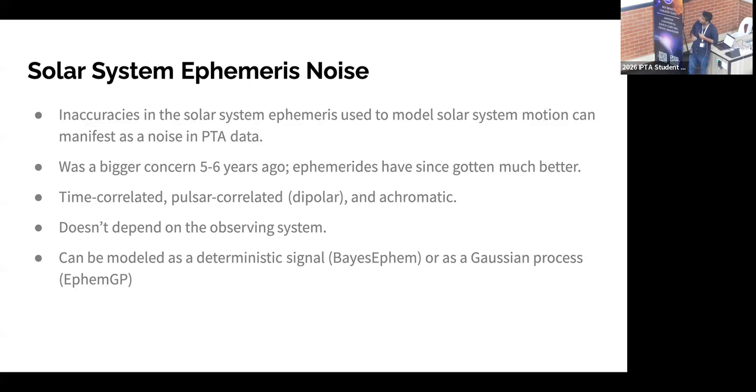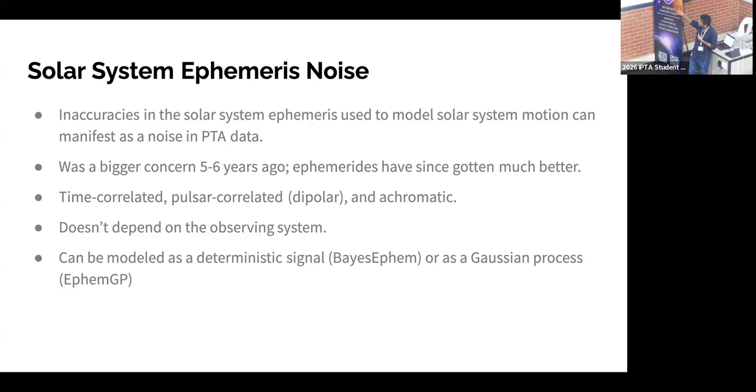The next thing is solar system ephemeris noise. This is what happens when the solar system ephemeris that we use to describe the orbital motion of the Earth is not accurate. This is one of those residual noise processes that I was mentioning earlier. It has a pulsar correlation because it's not really dependent on the pulsar, it's the motion of the Earth. So it affects every pulsar, but it has a dipolar signature. And it is achromatic because it's a kinematic thing.